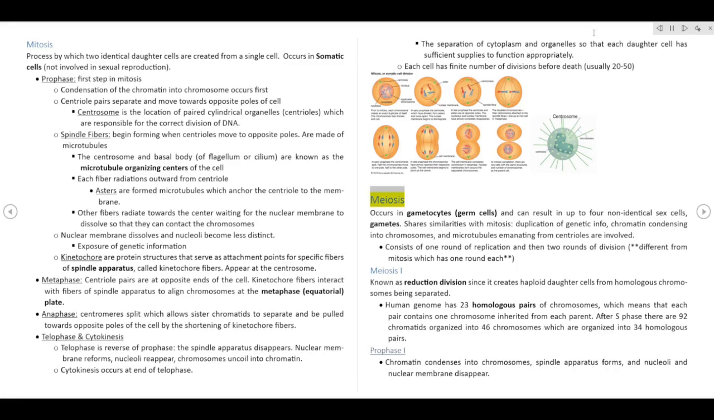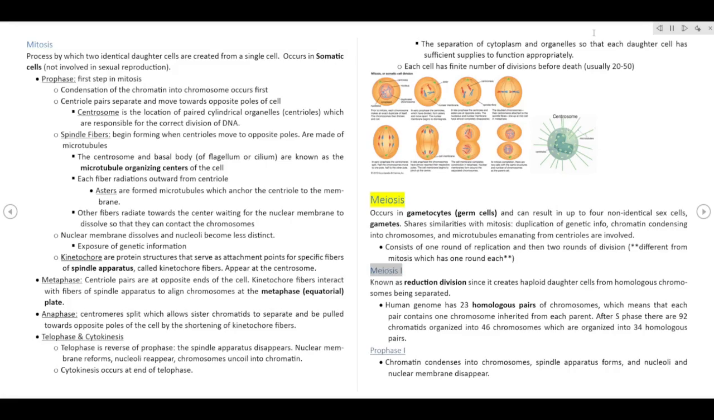Meiosis occurs in gametocytes, or germ cells, and can result in up to 4 non-identical sex cells, gametes. It shares similarities with mitosis: duplication of genetic information, chromatin condensing into chromosomes, and microtubules emanating from centrioles are involved. It consists of 1 round of replication and then 2 rounds of division, different from mitosis, which has 1 round of each.